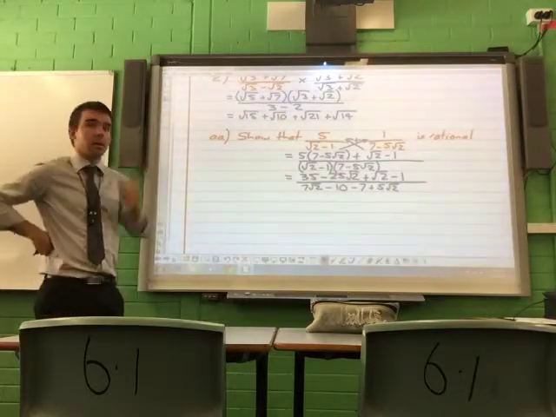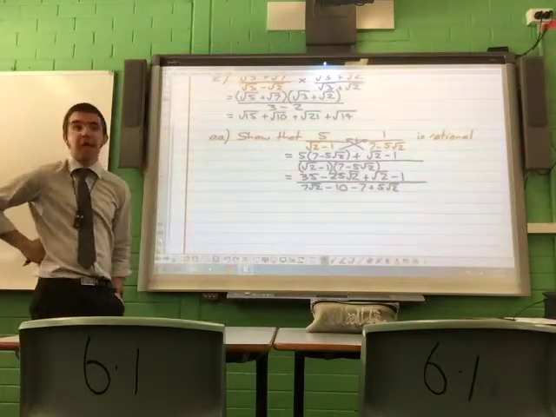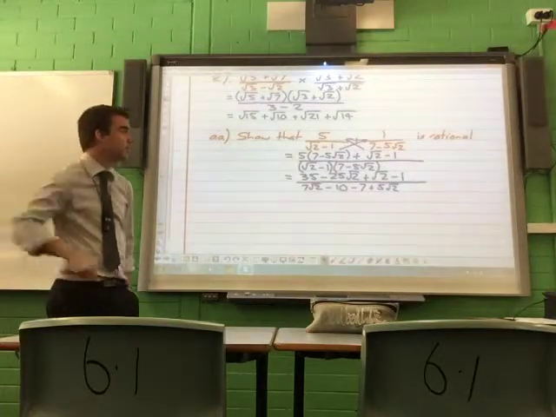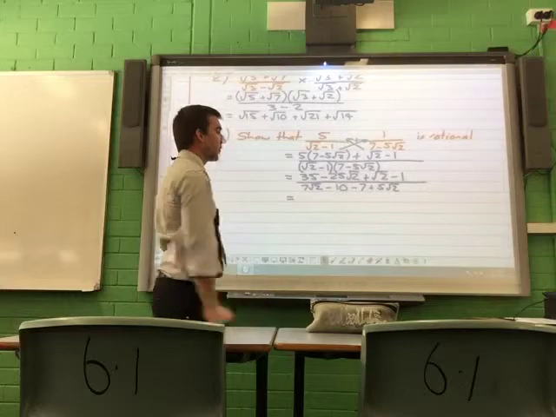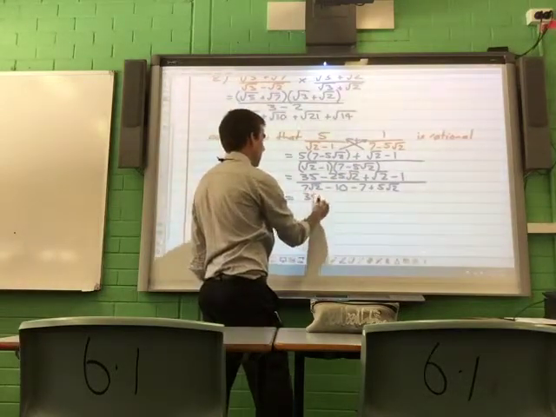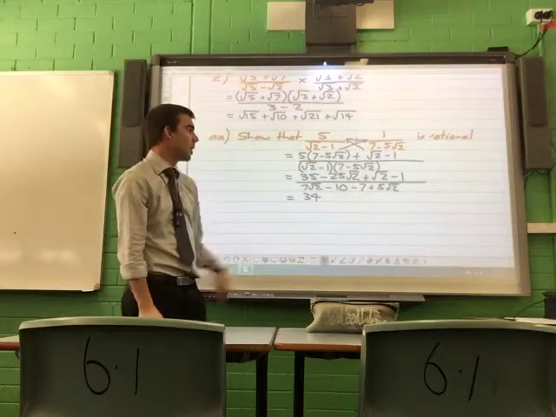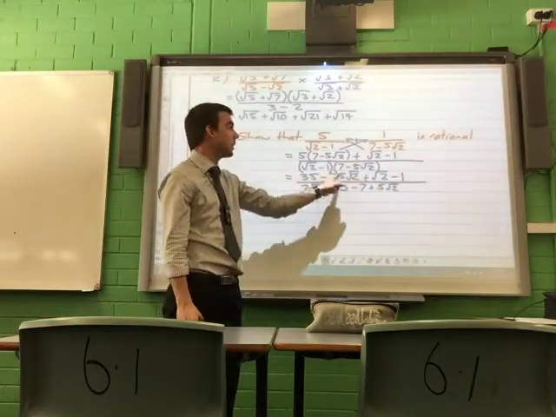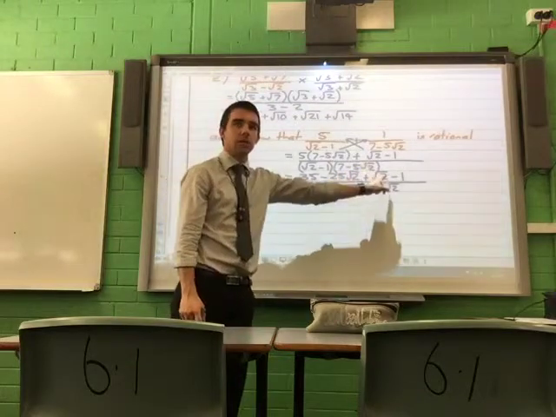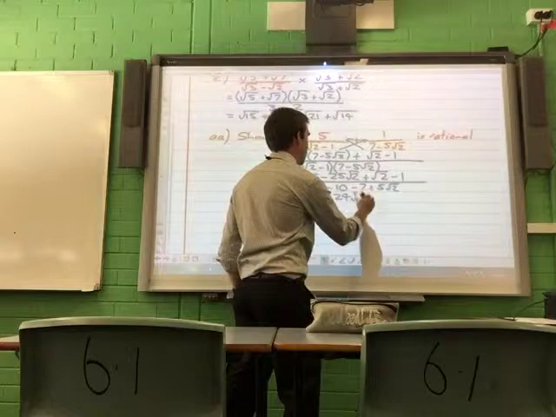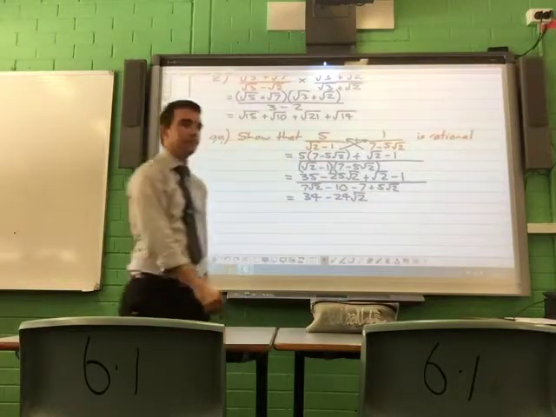Okay, so you've expanded the top and the bottom. Simplify. 35, take away 1. Negative 25 root 2 plus root 2. So it's the same as negative 25x plus x. Negative 24x, which is 24 root 2.